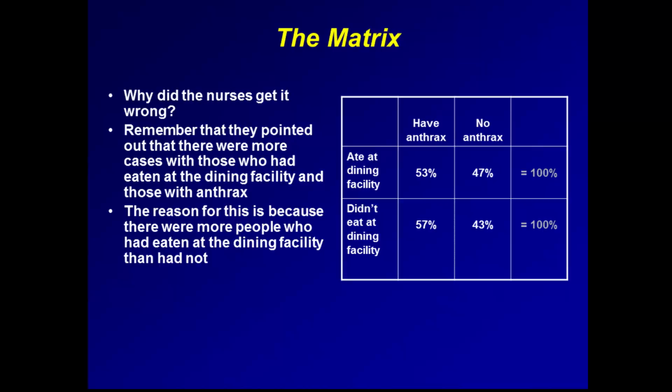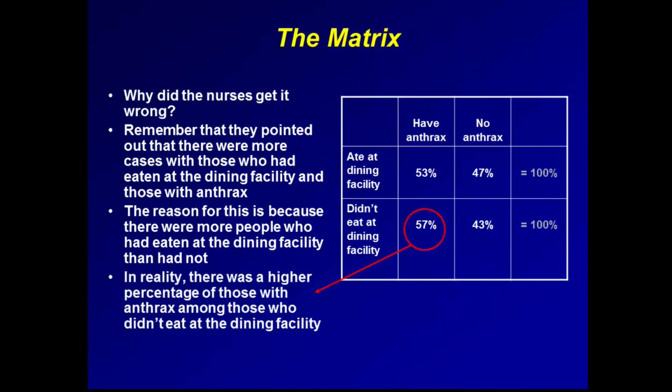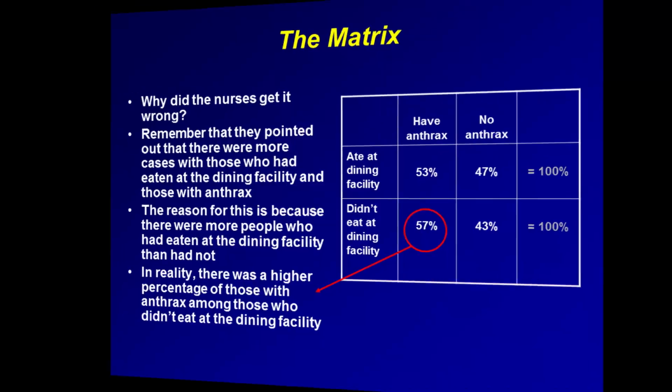The percentage of those who ate at the dining facility and have anthrax is roughly the same as those who didn't eat at the dining facility yet have anthrax. Actually, the percentage of those with anthrax among those who didn't eat at the dining facility was slightly higher than those who ate at the dining facility. If the proportion is roughly the same in both cases, then obviously there is no correlation. Putting the numbers in a matrix allows us to structure the analysis of data easily and meaningfully.